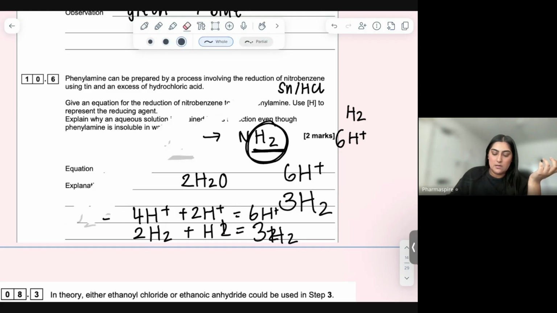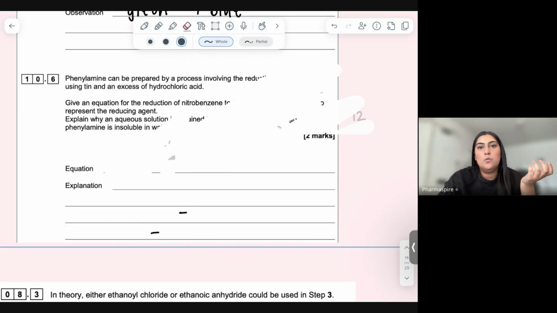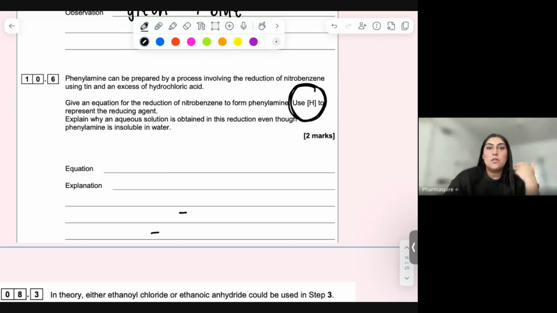Cool, no worries. Right, so how do you actually write the equation? You need to look at what they're asking you. They've told you they want it in reduction, so they're talking about H's. So that's why you say 6 H plus, okay? If they don't mention hydrogen, which we'll see later, that's when you can put the 3 H2s in, okay? So read the question properly.